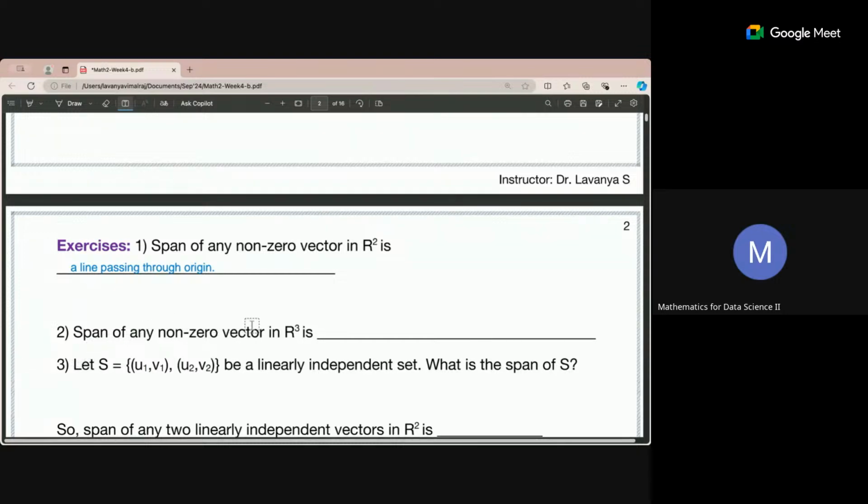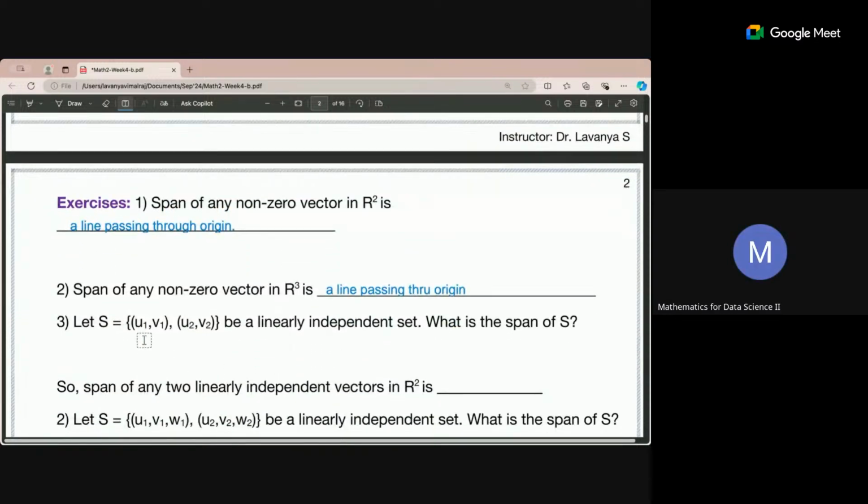Span of any non-zero vector in R3. What about in R3 again? In R3 also, you are considering only one vector. So what is the span of one vector? Again a line. It's again a line passing through the origin. Okay. What about the next one?